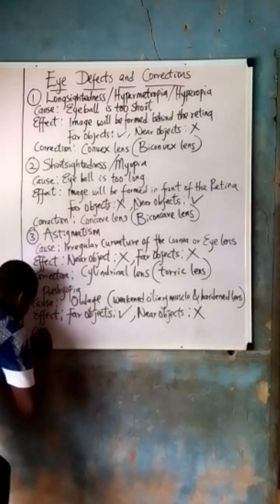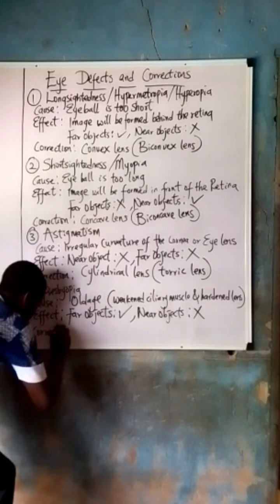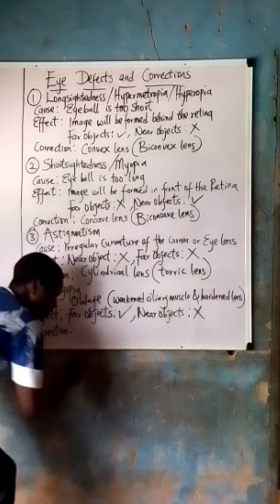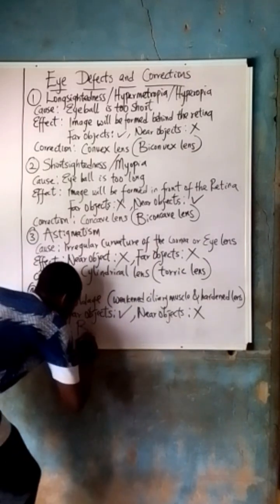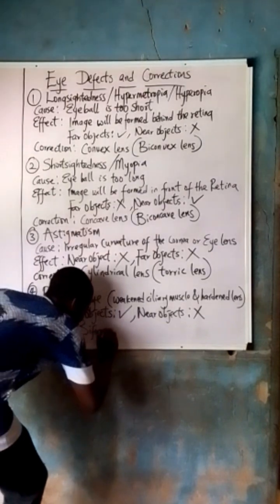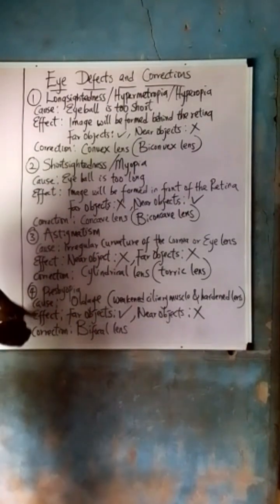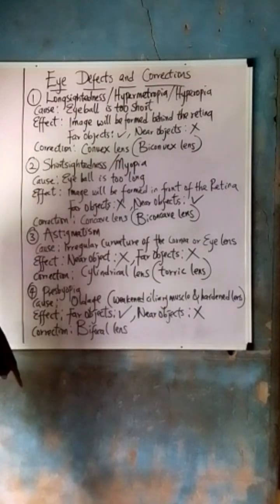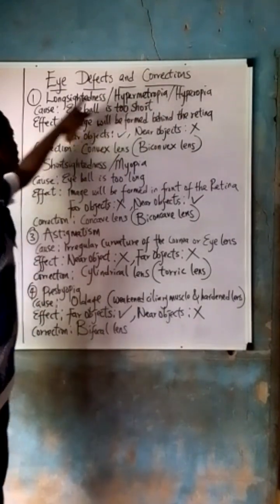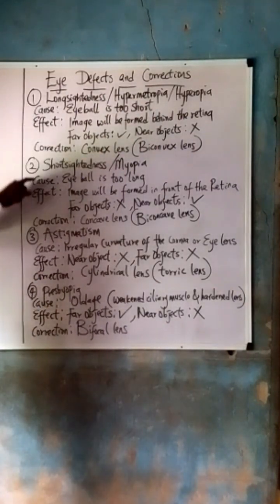Now, what is the correction for presbyopia? Now this is corrected using what we call a bifocal lens. So this is the correction for presbyopia. Okay, so take note of all these. These are the eye defects, their cause, effect, and correction.